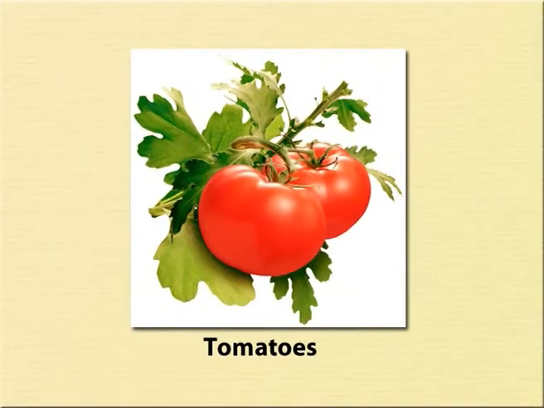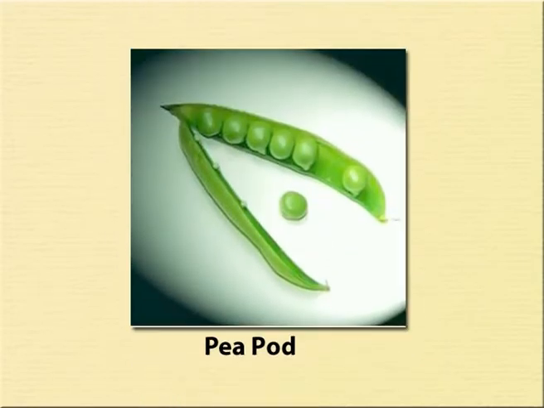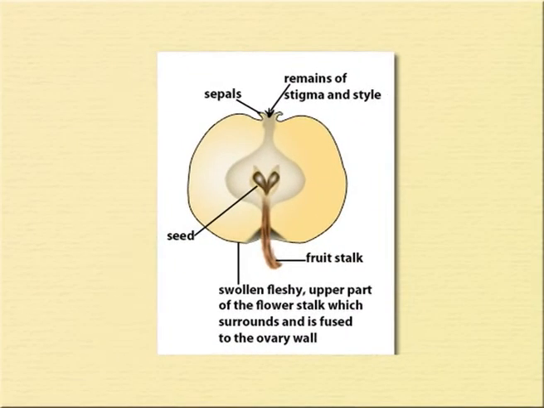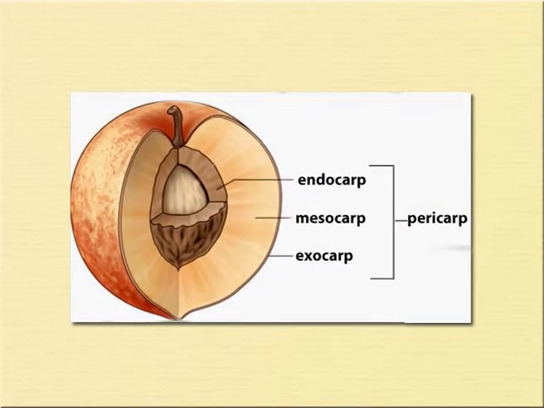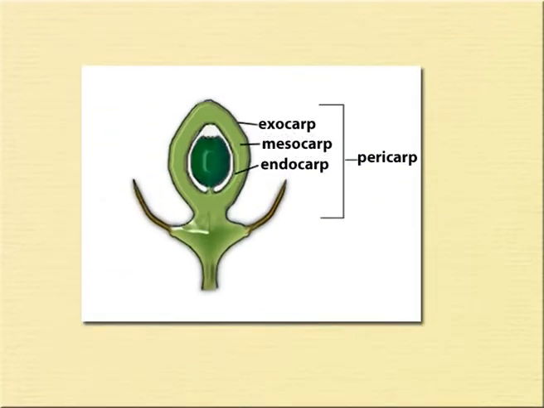Although most fruits develop from the ovary, fruits that consist of ripened ovaries alone, such as the tomato and pea pod, are called true fruits, while fruits that consist of ripened ovaries and other parts, as in the apple, are called accessory fruits or false fruits. In true fruits, the outside of the fruit is called the pericarp and develops from the ovary wall.